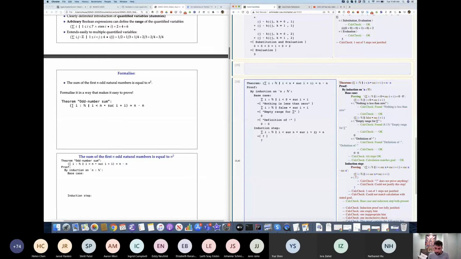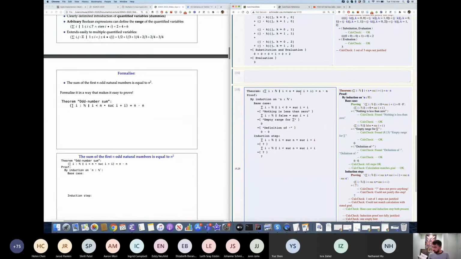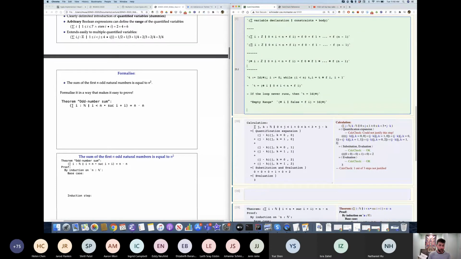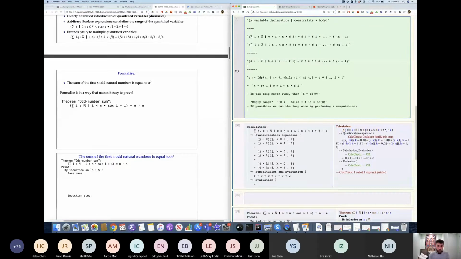So what's the first thing to do? Does anybody know? What should we do first? So people know. Excellent. This is another loop rule. The idea of these loops is that if possible, we run the loop once by performing a computation. So this is how loops can be defined.